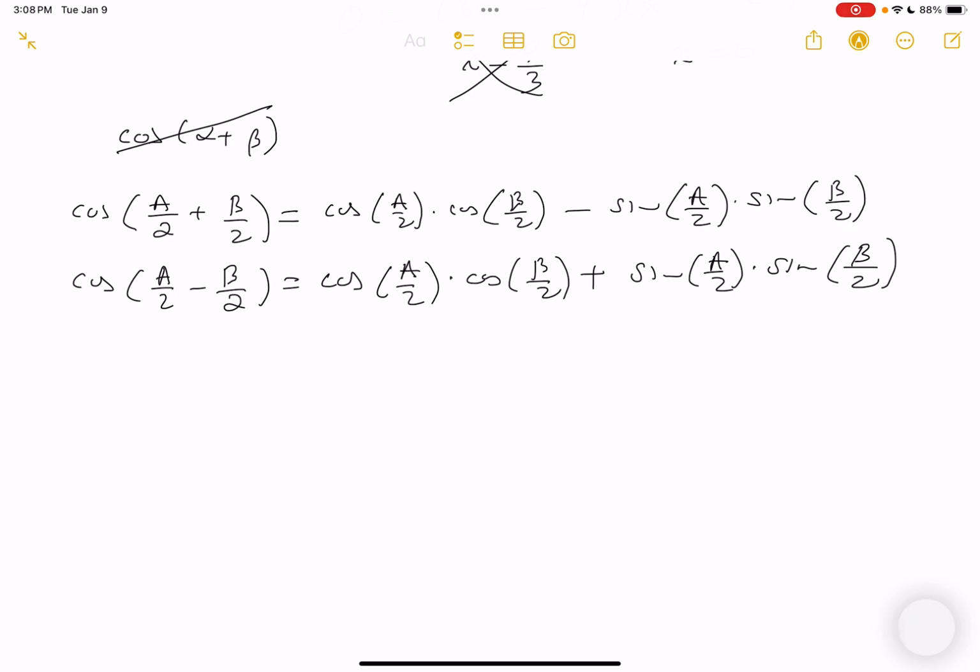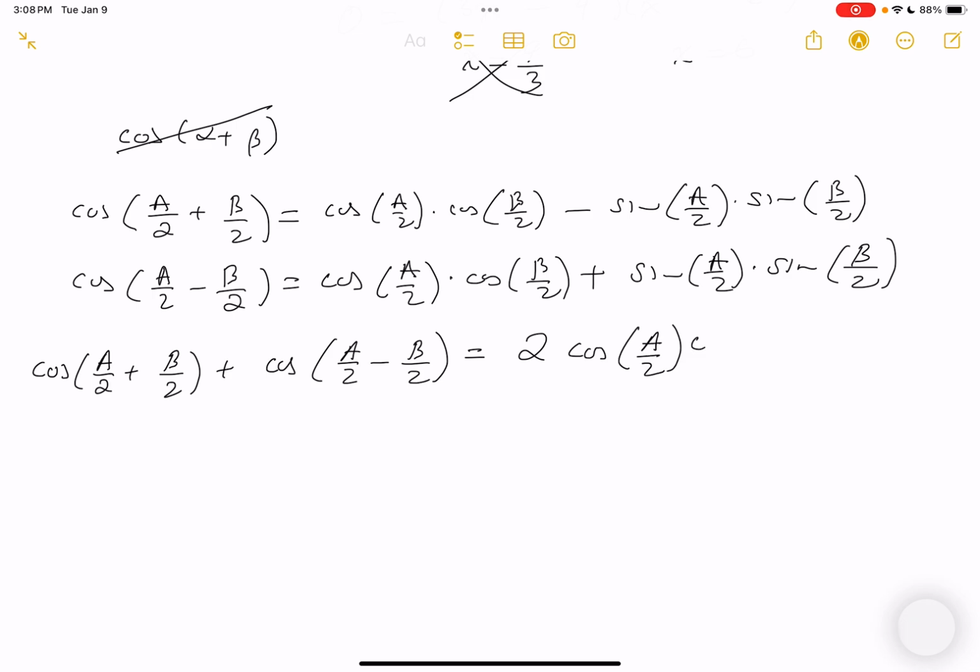Then someone says, what could you do over here? You could add these together. All right, what would you get? Cosine A over 2 plus B over 2 plus cosine A over 2 minus B over 2. All right? And what would this equal? It would equal 2 cosine A over 2 cosine B over 2. All right? Now I want to go back to the notes and look at what they have written down.